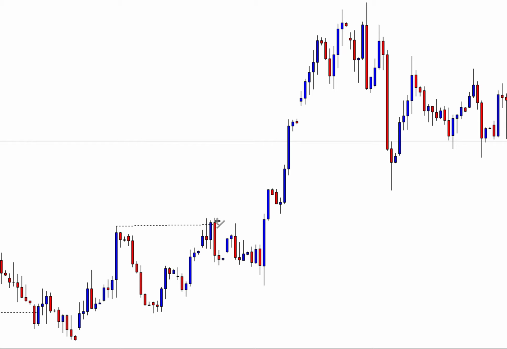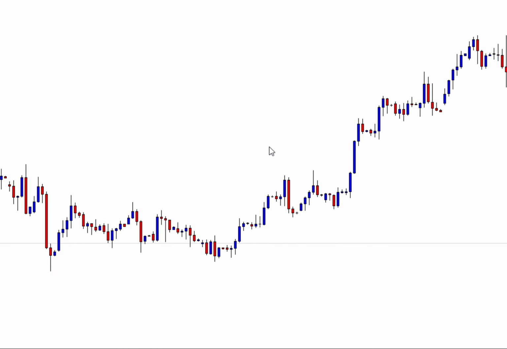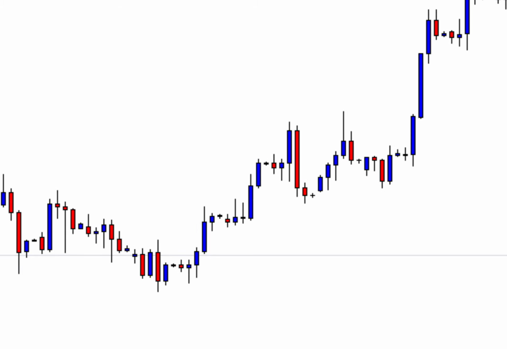Look at this. This is a break of structure. This particular one is a break of structure because we have the body of the candle push above that level. Let me show you where we don't consider it a break of structure. Look at this. If you look at this properly, let me show you. Can you see this? This is an invalid break of structure.